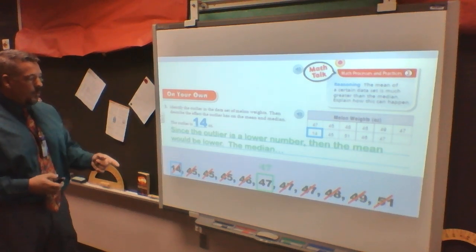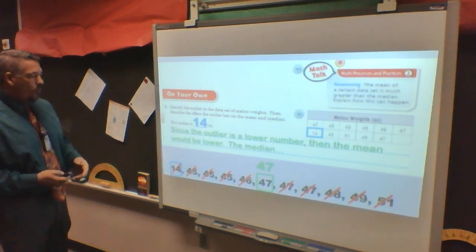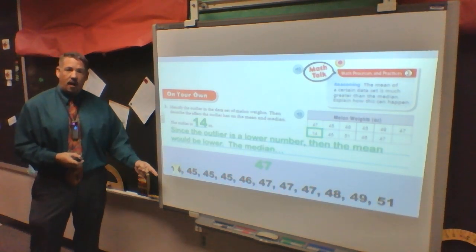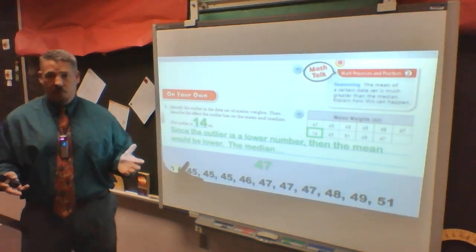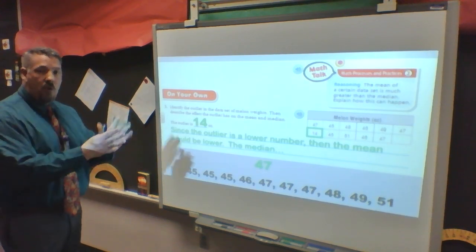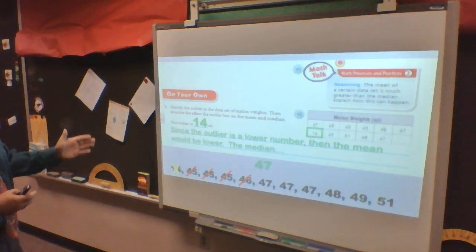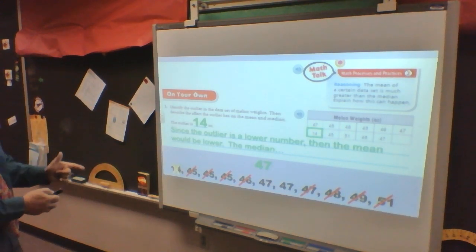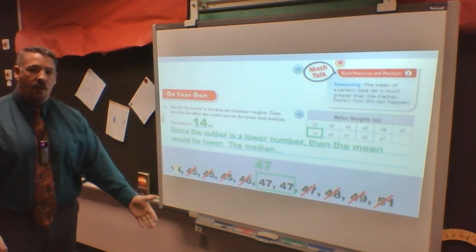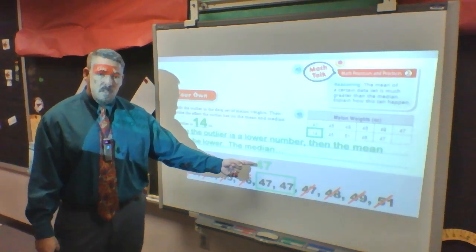Well, if I know it's 47 and I keep that there, what happens if I drop my outlier? Well, if I drop the outlier, then I have an even number of pieces of data. So I have to find the middle 2. And when I do that, I have 1, 2, 3, 4, I cross them off. So I go over there and cross off 4. And then my middle 2, they're both 47.